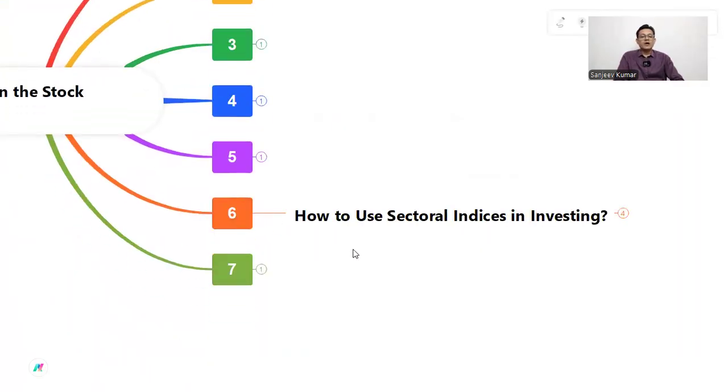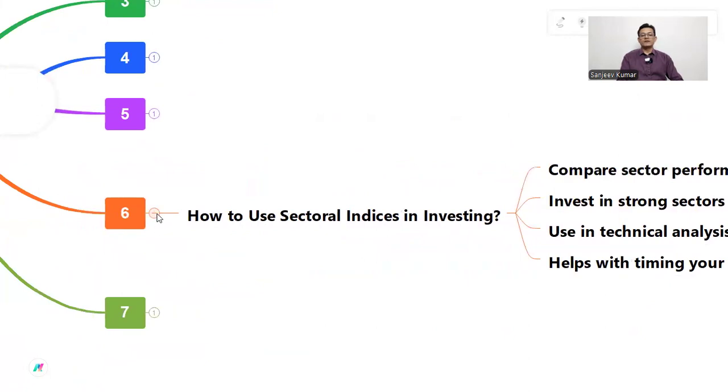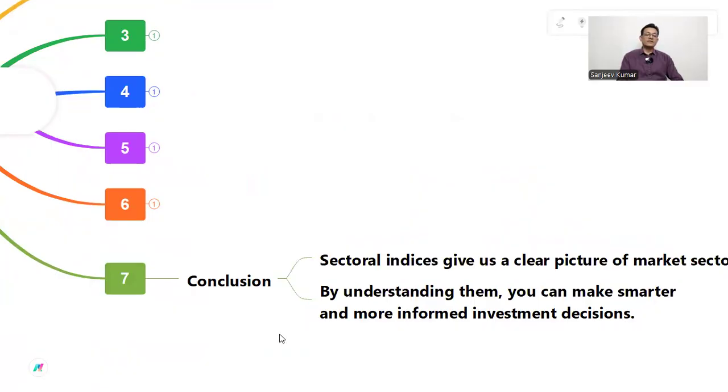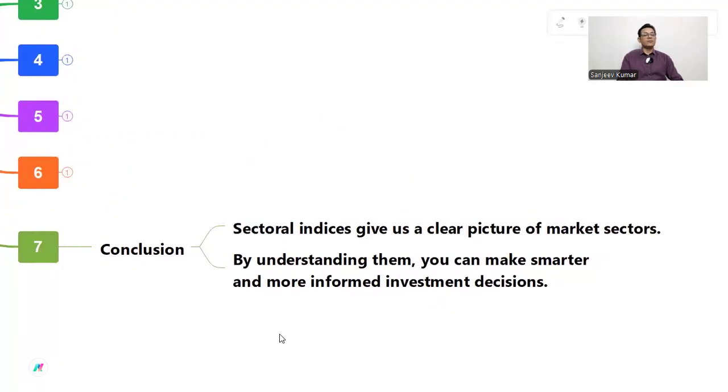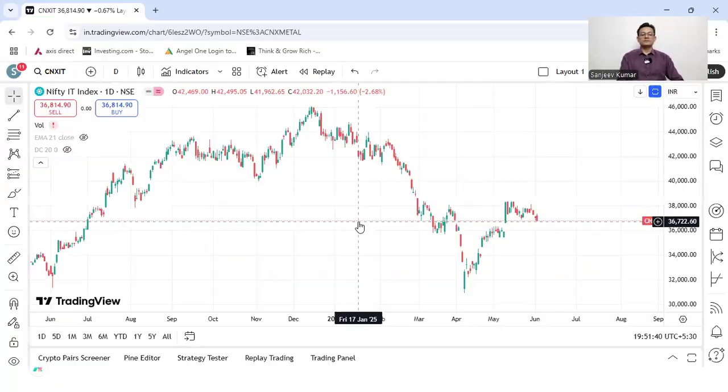Point 6. How to use sectoral indices in investing? Compare sector performance to spot trends. Invest in strong or emerging sectors. Use in technical analysis with indicators. Helps with timing your entry into stocks. Now conclusion. Sector indices give us a clear picture of market sectors, and by understanding them you can make smarter and more informed investment decisions. Now moving to the chart.